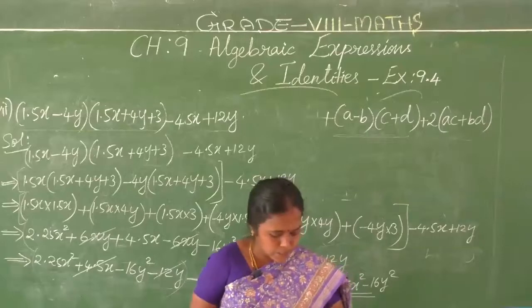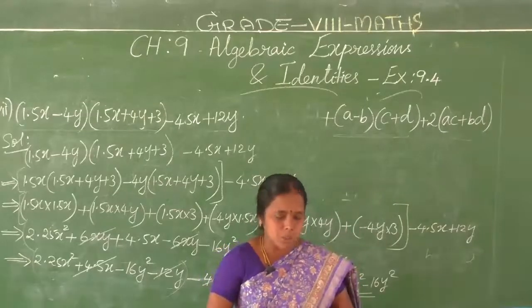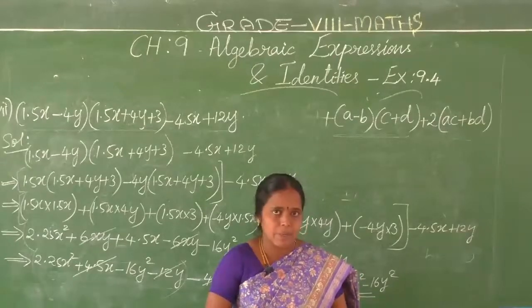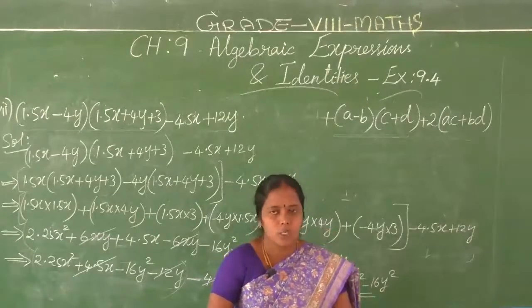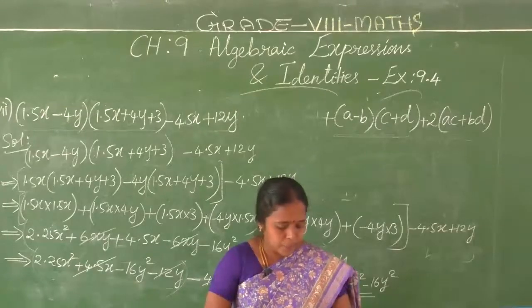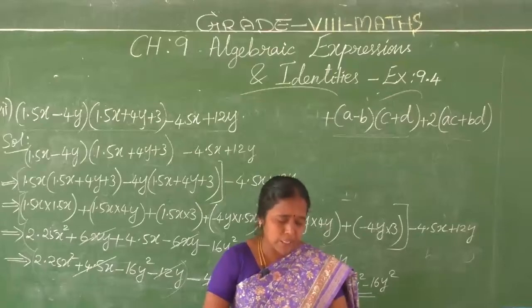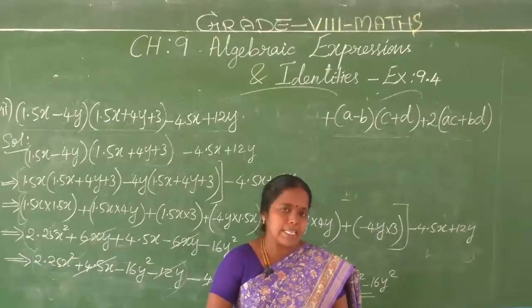You have to solve step by step. First of all, do the multiplication work properly, and then whatever is the remainder has to be added or subtracted according to the sign given in the question. Okay, that's all. Exercise 9.4 over. Whichever I left, you have to try in your classwork note neatly.